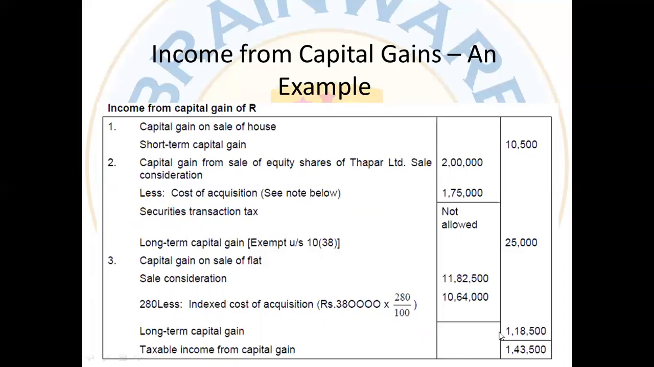1,43,500. We don't have any exemptions under section 54. We have not purchased anything. So the sum ends here. So that's a complete sum on income from capital gain, both from the long term and from the short term.